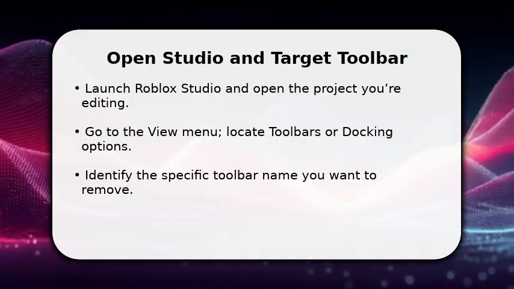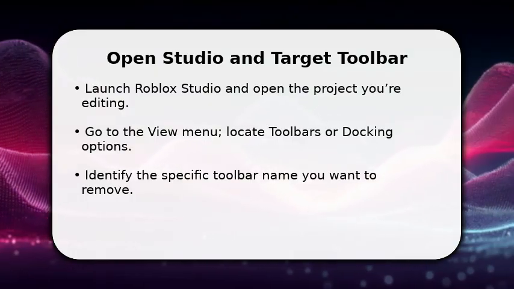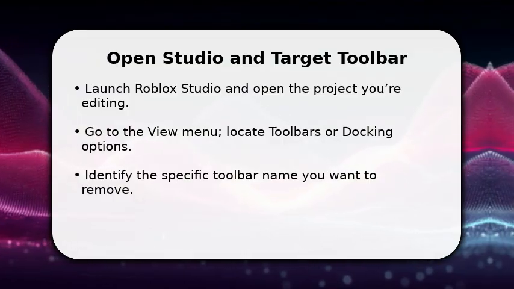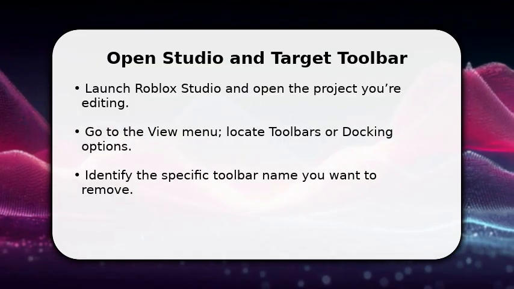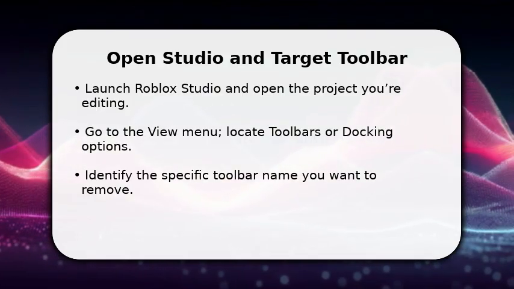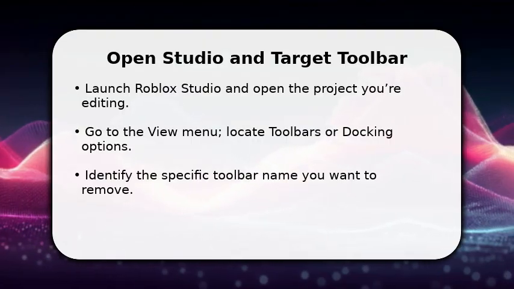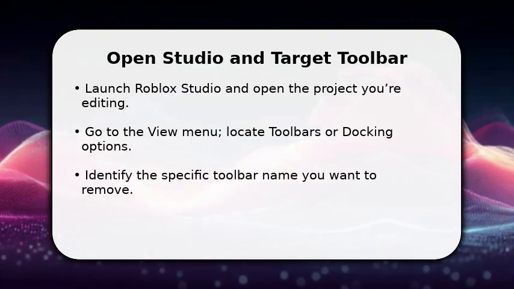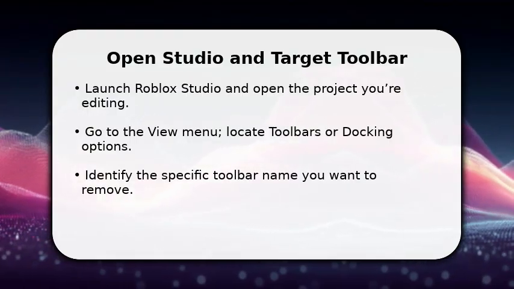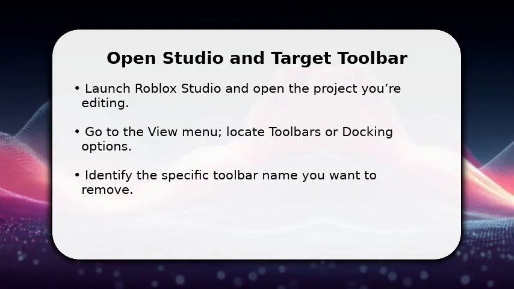Start by opening the exact place you edit. From the top ribbon, click View to expose layout and docking controls. Once visible, scan the toolbars list to find the exact toolbar name: Home, Model, Plugins, or a custom toolbar provided by a plugin. Make sure you've saved your layout first, then proceed to modify the displayed toolbars so you can remove the one you don't want without affecting other panels.